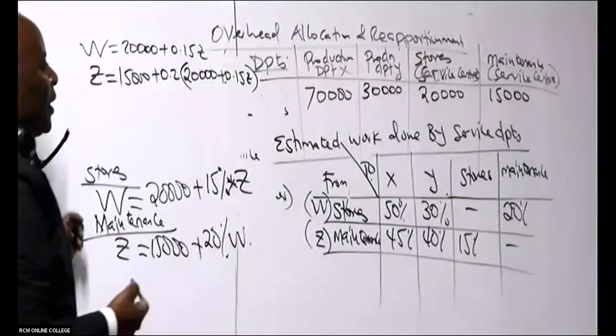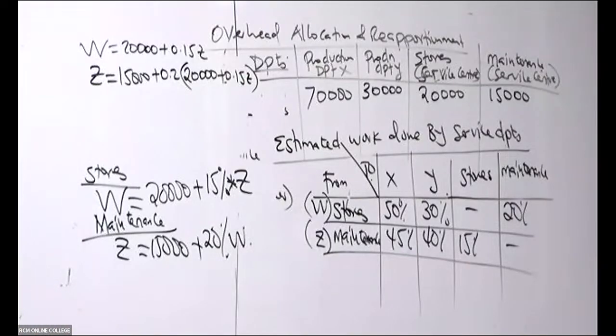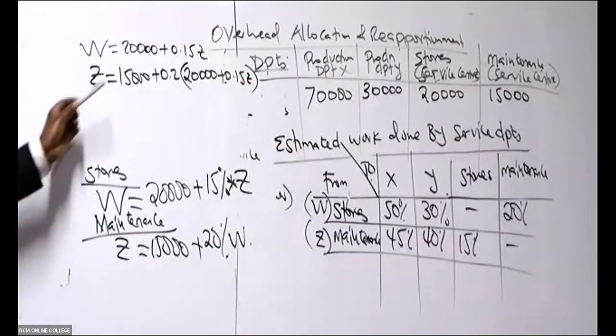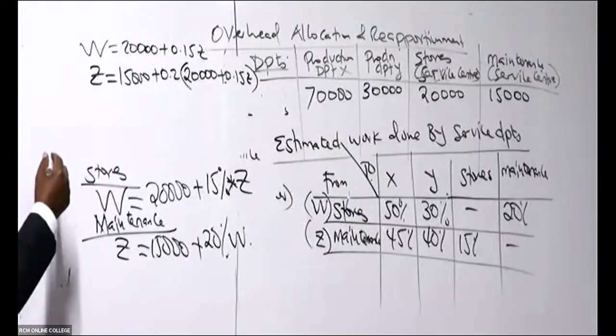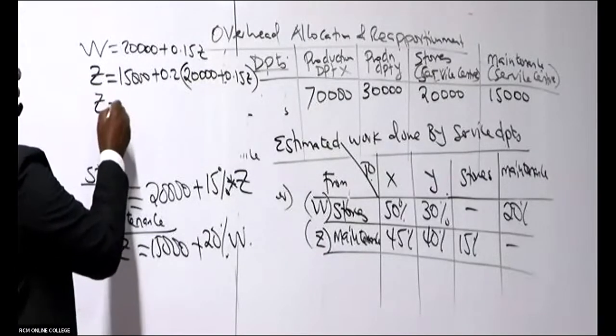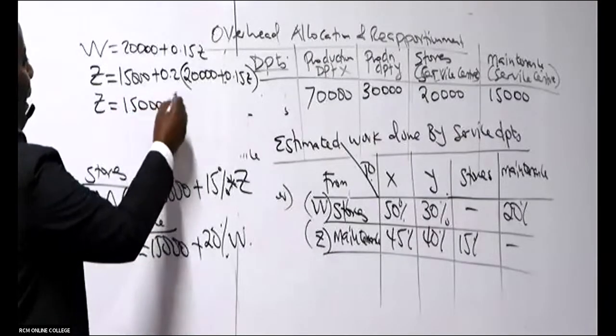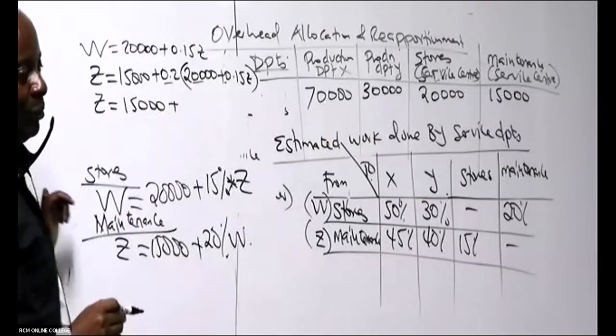Is there somebody who thinks they can make Z the start of the formula? Let's open brackets. If you try opening brackets, it will be Z equals 15,000 plus blah, blah.